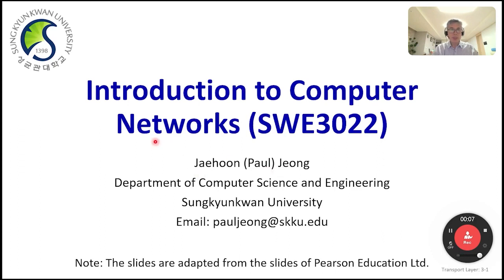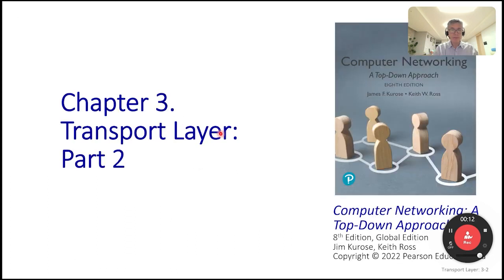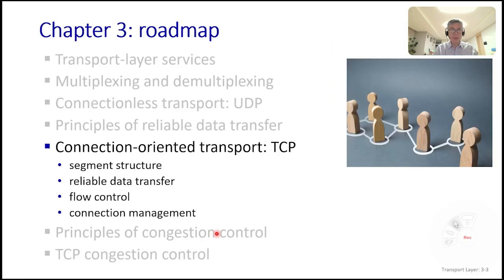Today I will explain the Introduction to Computer Networks course. Today we will study Chapter 3, Transport Layer Part 2. This is a roadmap for the second part of Chapter 3, Connection-Oriented Transport: TCP, consisting of segment structure, reliable data transfer, flow control, and connection management.